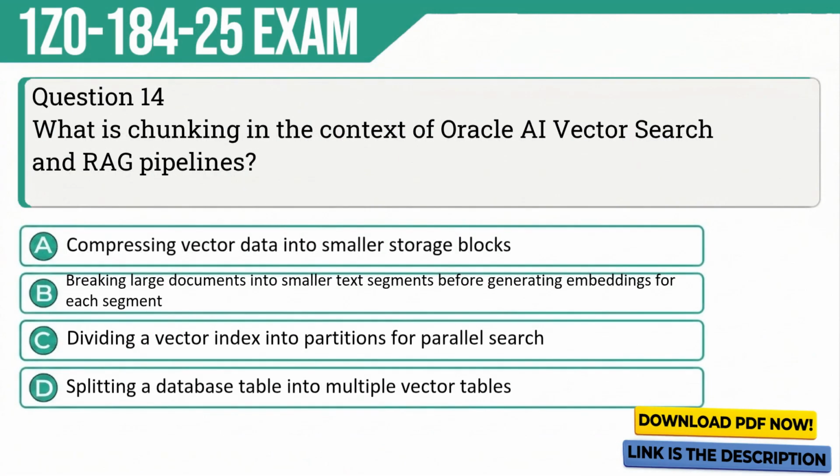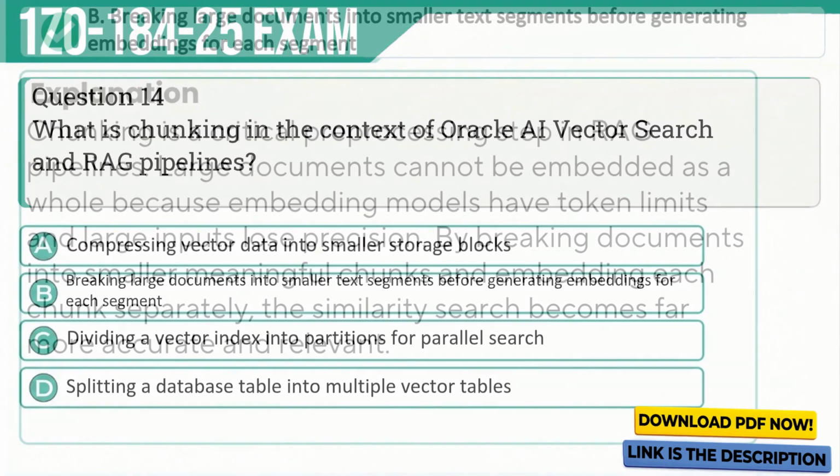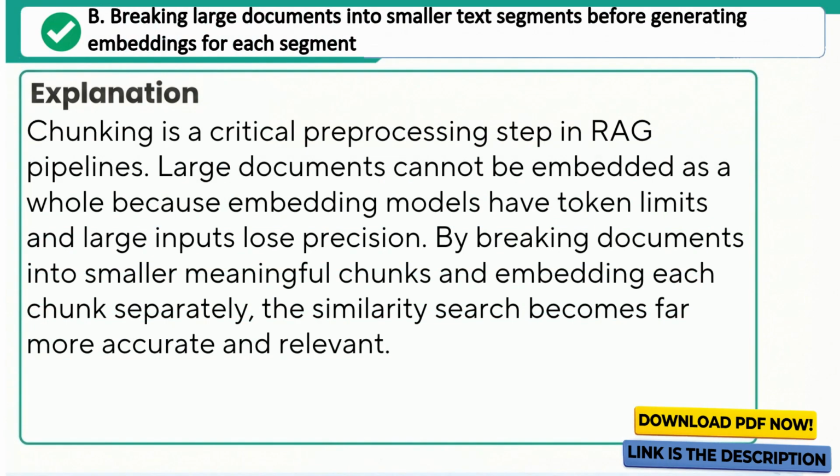Question 14. What is chunking in the context of Oracle AI Vector Search and RAG pipelines? A. Compressing vector data into smaller storage blocks. B. Breaking large documents into smaller text segments before generating embeddings for each segment. C. Dividing a vector index into partitions for parallel search. D. Splitting a database table into multiple vector tables. Correct answer: B.